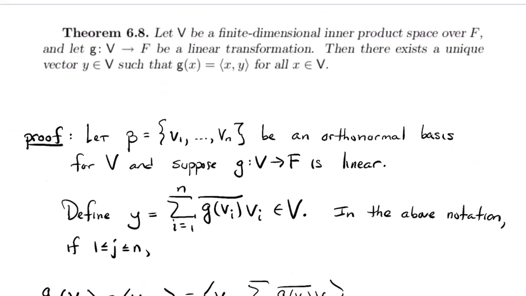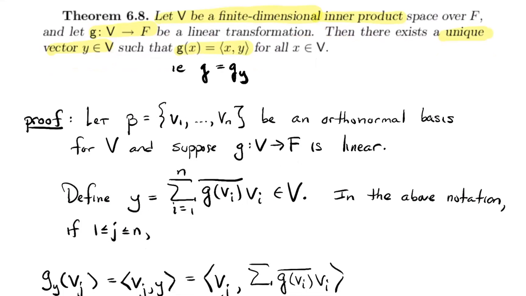So here's the statement of it, theorem 6.8. We have a finite dimensional inner product space called V, with the usual notation for the inner product. And we're going to take a linear map g from V into the scalar field F. So it's a linear transformation. Then there exists some vector y, and it's in fact unique, such that our linear functional g is just the inner product of x against y. That is, g equals g sub y, my notation above. So any linear map is equal to inner product against some fixed y for a unique y.